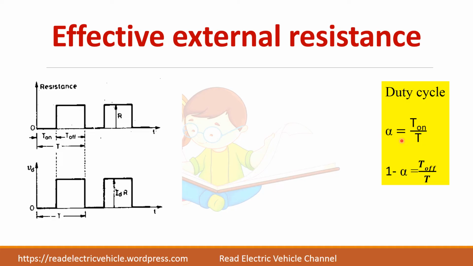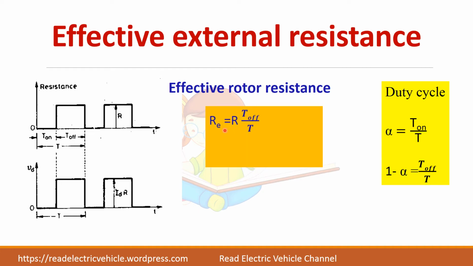What is duty cycle? Alpha is given by on time divided by total time period. So what will be 1 minus alpha? T off divided by T. So the effective rotor resistance is equal to R into, you see here R is connected only during off time. So I am writing R into T off divided by T. So what is T off by T? It is 1 minus alpha. So RE, I can write it as R into 1 minus alpha.